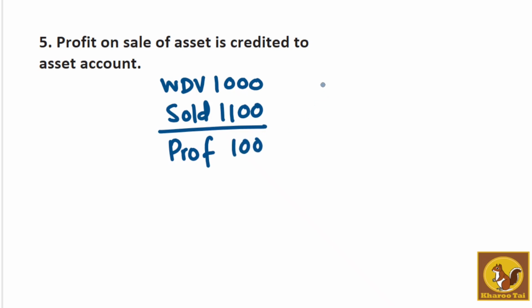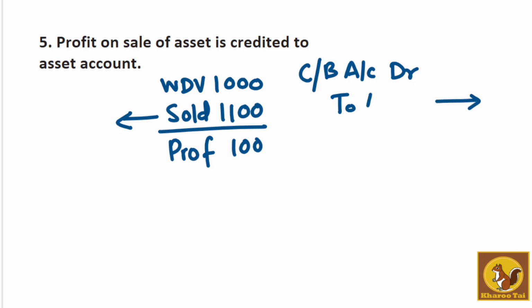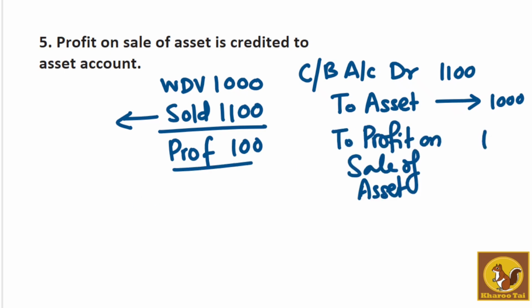In this case, what we will debit? We are getting this amount. So cash or bank account we will debit. To what is going out of business. Asset is going out of business, to asset account, but this will be at WDV value 1000. And we are getting 1100 cash, to asset account, to profit on sale of asset 100 rupees. So this way debit and credits are equal.